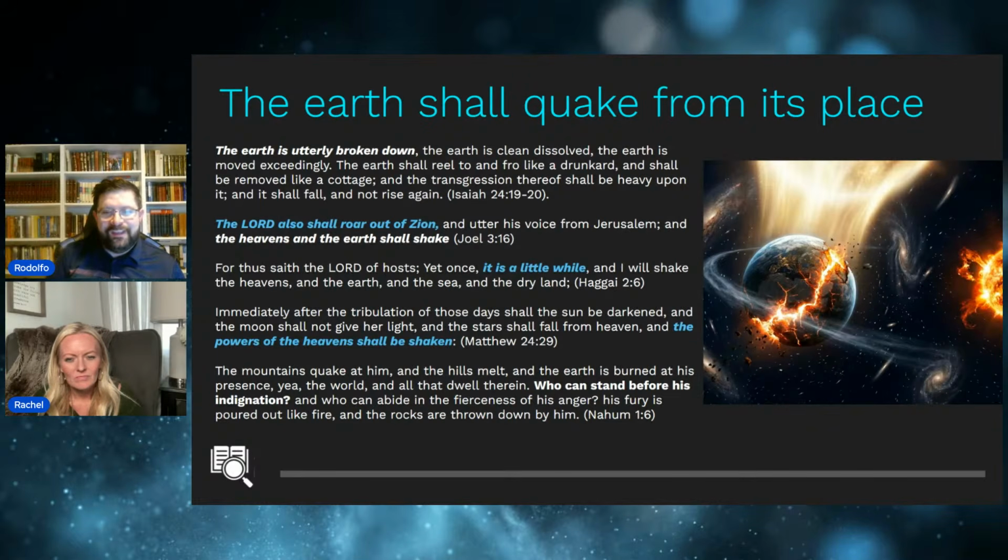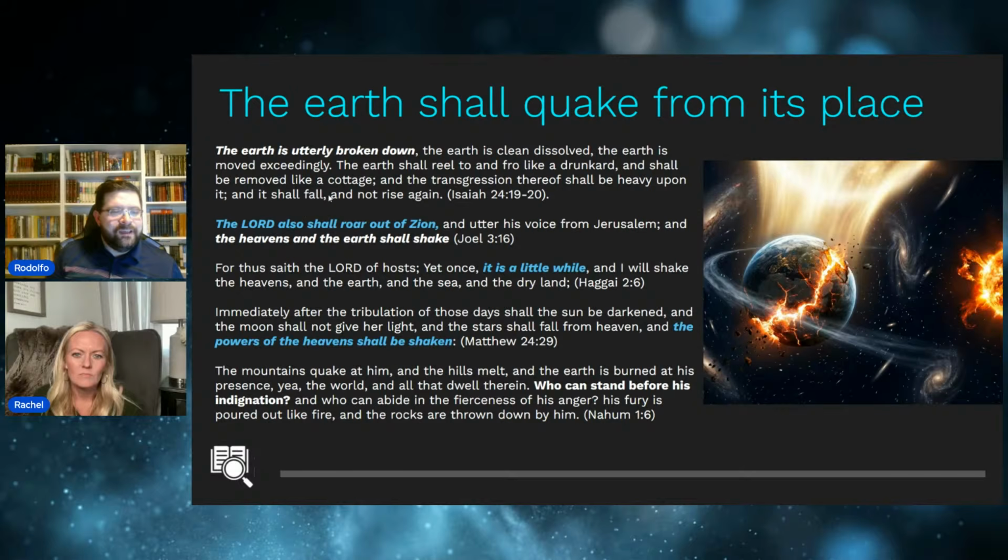So one is that through his fast breathing, it's going to parallel the cataclysms happening. This is Isaiah 24: The earth is utterly broken down. The earth is clean dissolved. The earth is moved exceedingly. The earth shall reel to and fro like a drunkard. We read this before, but if you want the context, it's Isaiah 13. It's because the Lord is shaking the earth to destroy the Babylon system.